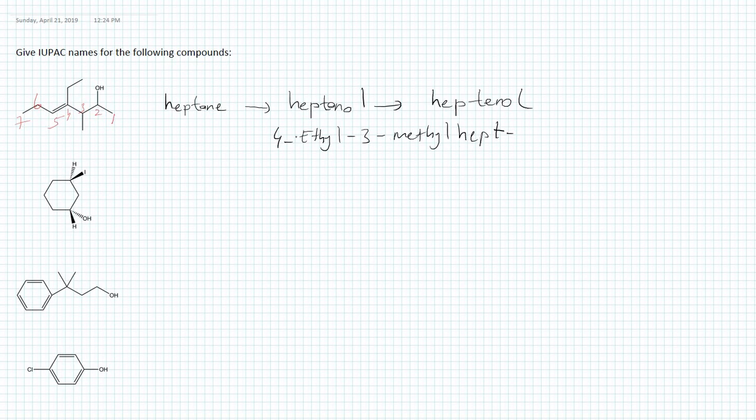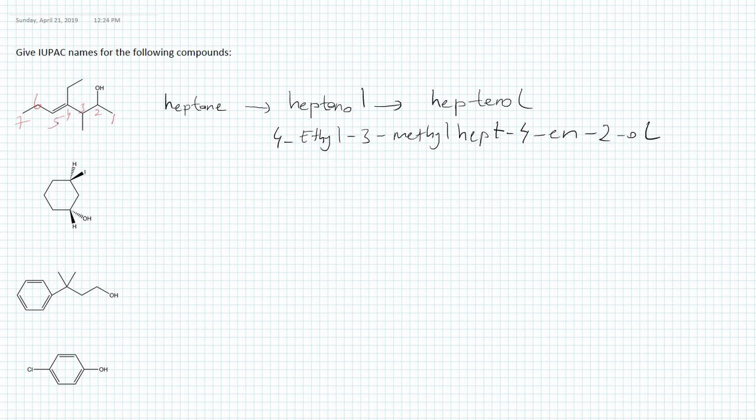Where is the location of the double bond? The double bond location is at 4, so we have to say that this is 4-ene. Then we have to say alcohol, the suffix ol. For ol, that's the number 2, so we have to say that is 2-ol. So basically the name is 4-ethyl-3-methylhept-4-en-2-ol. So that's the official IUPAC name.